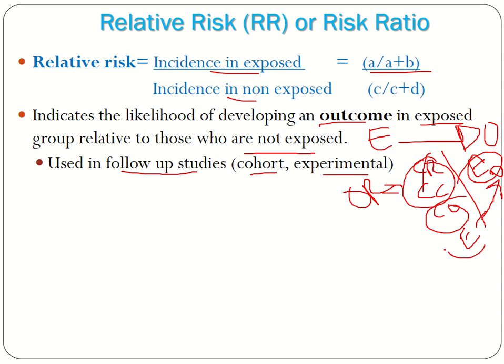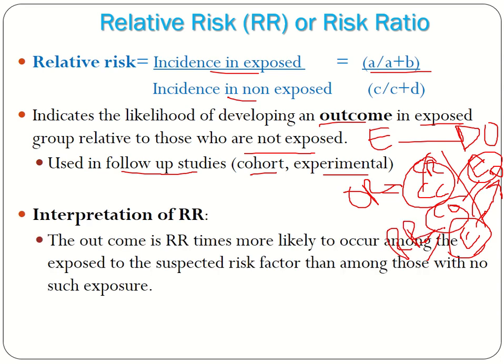Risk of exposure: being exposed to this thing, is it a risk for developing this disease or this outcome? So the appropriate measure of association to calculate from the data obtained from a cohort study design or an experimental study design is a relative risk. So you shouldn't forget this. This is very important. So how do we interpret a relative risk?